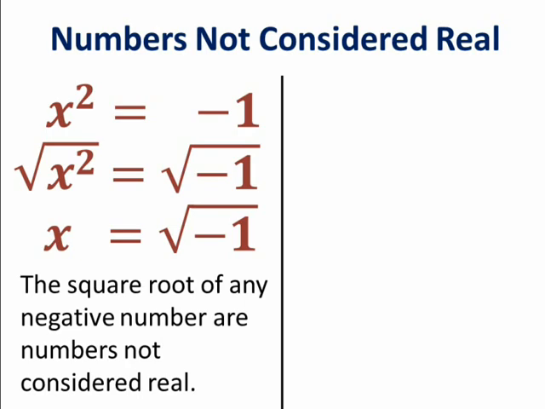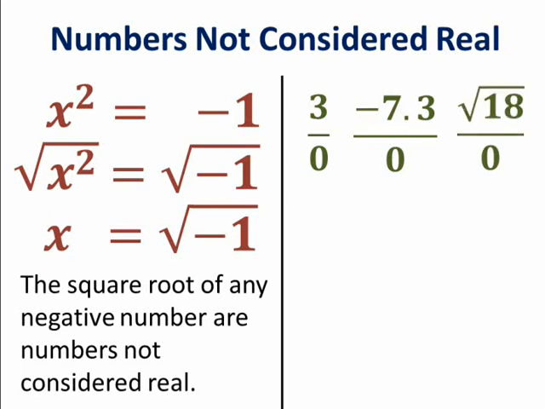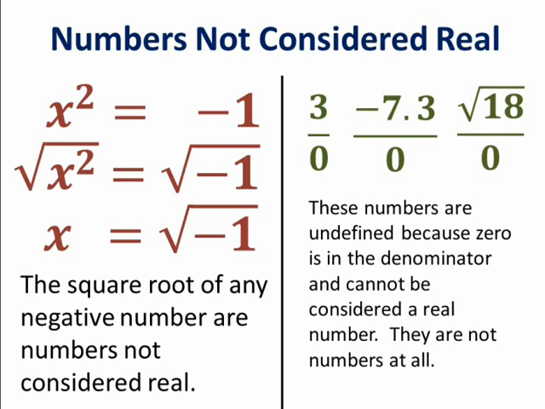Additionally, let's examine numbers whose denominators are 0, such as 3 over 0, -7.3 over 0, and the square root of 18 over 0. These numbers are undefined, and because 0 is in the denominator, they cannot be considered a real number. They are really not numbers at all.